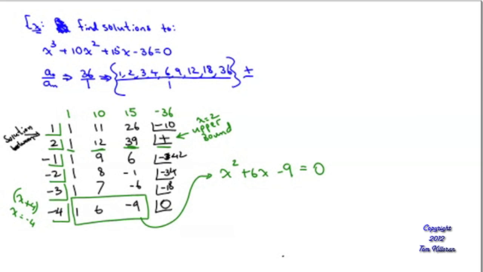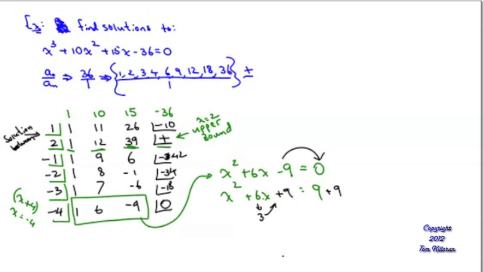Completing the square actually works better on this one because the middle number is even. If it wasn't even, I'd probably do the quadratic formula. But because it's even, let's practice completing the square. So this is x squared plus 6x. Kick the 9 to the other side. Half of 6 is 3, square it, 9. Add 9 to both sides. Make sure when you move this 9 over that you change its sign.